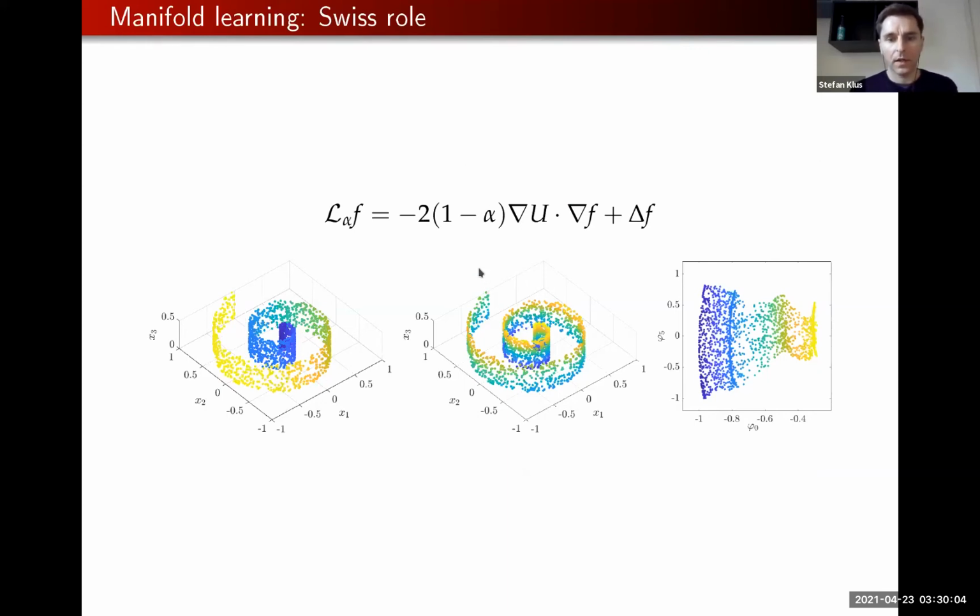And then these eigenfunctions contain information about the coordinates. So this would be one of the dominant eigenfunctions, colored according to the dominant eigenfunctions. So here we obtain this coordinate here, and here we obtain this x3 coordinate. And then you can unroll this Swiss roll and you get a two-dimensional representation, or two-dimensional embedding, of this three-dimensional data set.